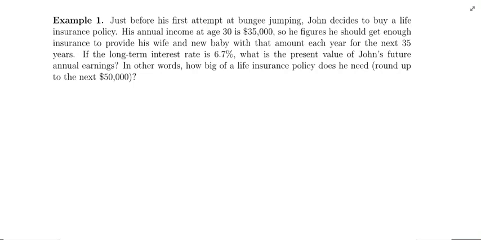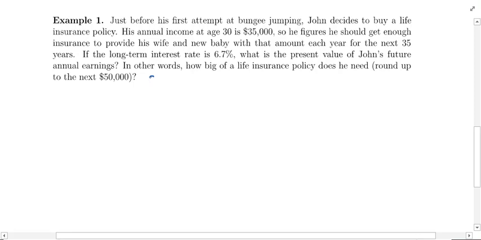This would be an example of a present value of an annuity formula. Why? Because you have an annuity being paid out. There is someone receiving regular payments. If something were to happen to John while he's bungee jumping, his wife and child would receive $35,000 every year for the next 35 years. So the key here is that an annuity is being paid out.